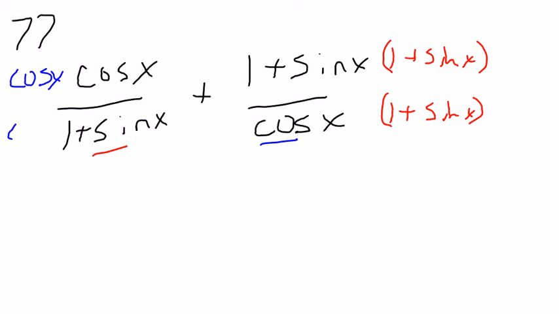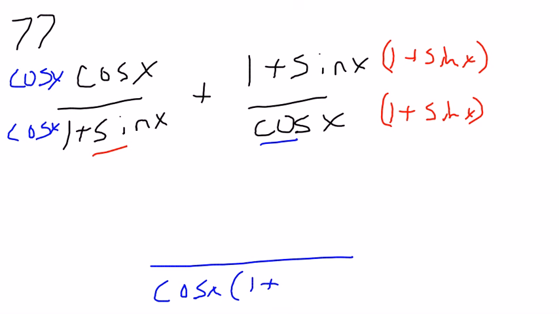Cosine of x, cosine of x. So on the bottom, I have cosine times 1 plus sine. That's what this equals. And I'm not going to multiply it out. On the top, I get cosine squared.